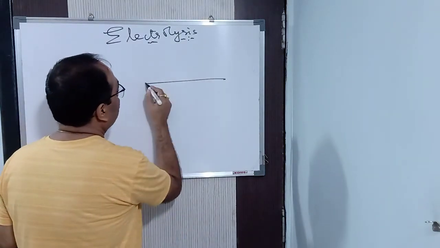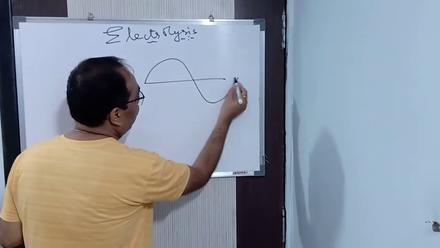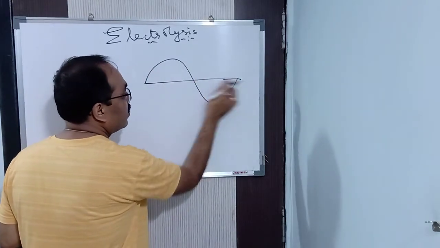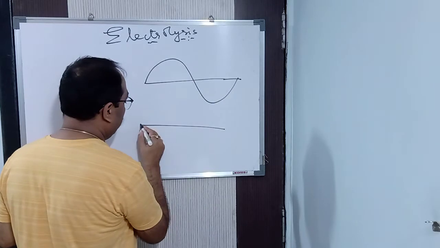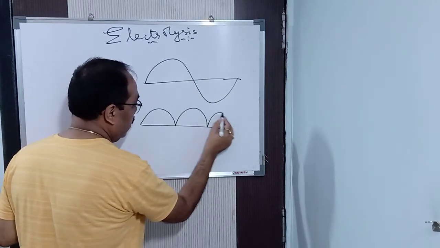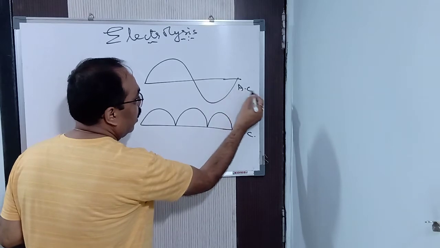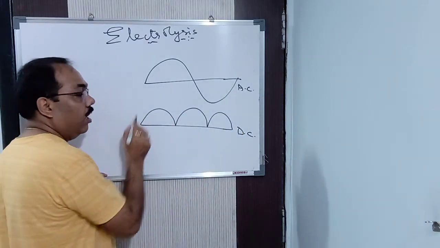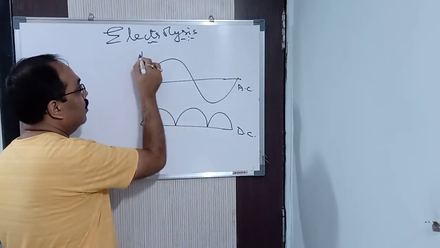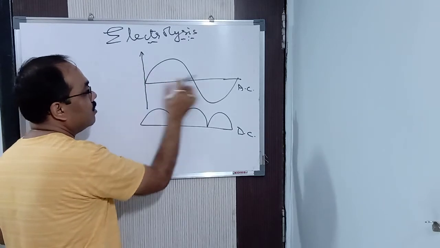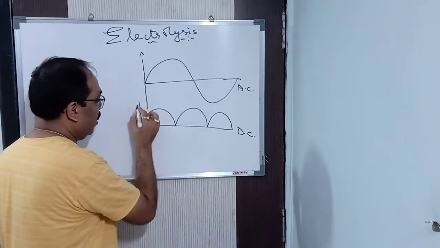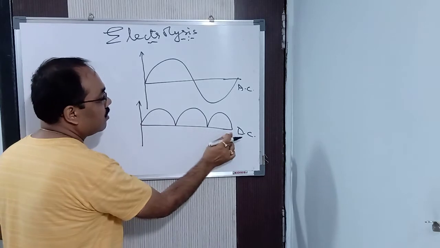This is your AC, alternate current. This is known as a sine wave, a sinusoidal wave. And this is your direct current, DC. We draw the direct current in this way, DC, and the alternate current in this way, AC. Clear? This is your axis, the y-axis, and this is your x-axis.